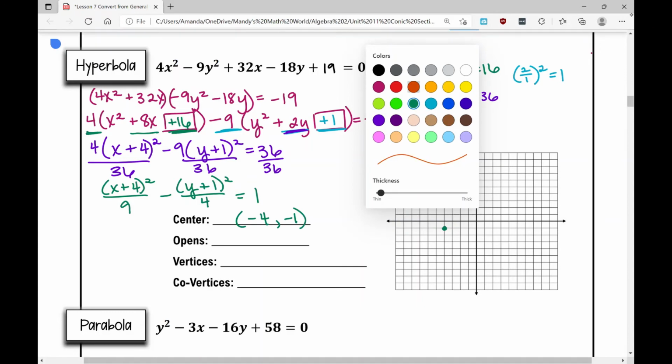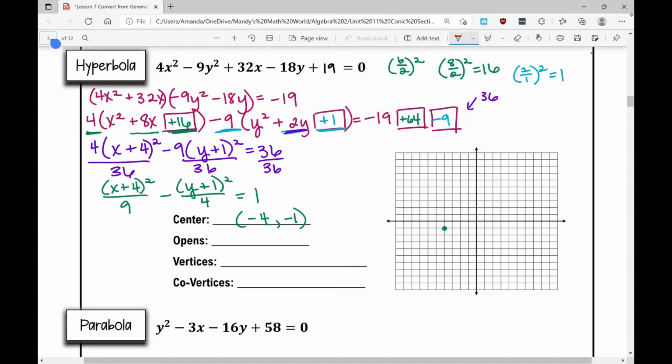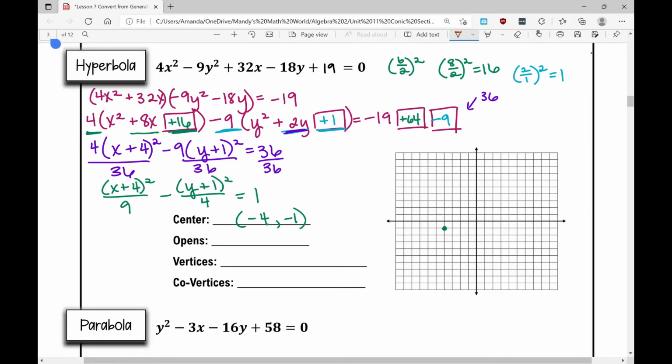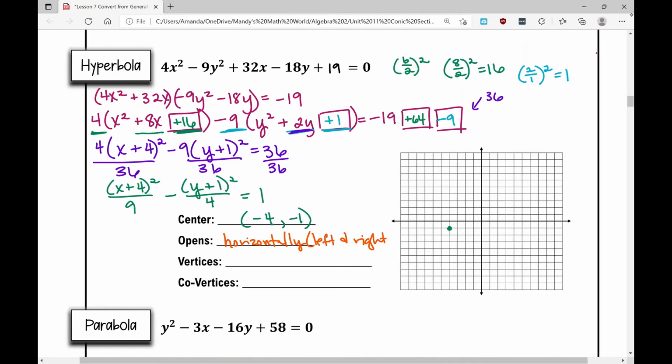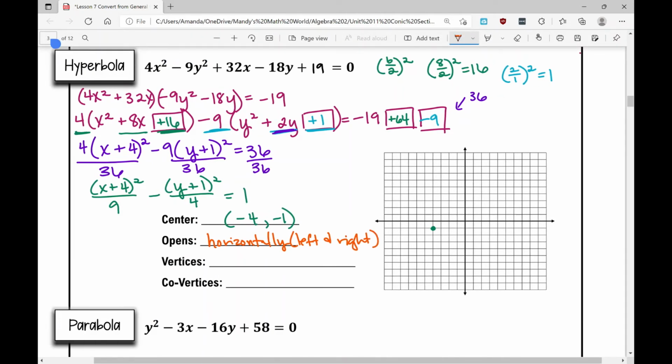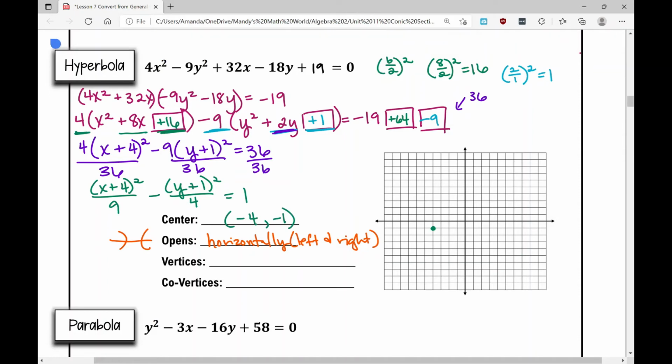Now, this is going to open which way? Because this y squared is negative, I know that this is going to open horizontally. When the y squared is negative, that means it's going to open horizontally, and I'm going to write it like this. Opens horizontally, or you can write left and right, whatever you want to do. Another thing I like to do when I'm graphing is I know that the transverse axis is going to be horizontal, and it's going to open like that. That's another way that I'll designate the way it opens.